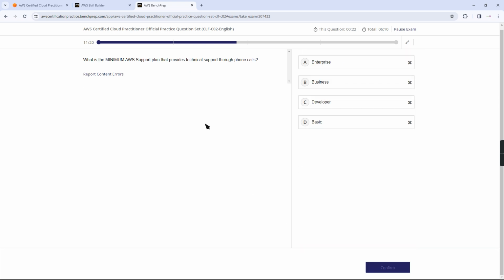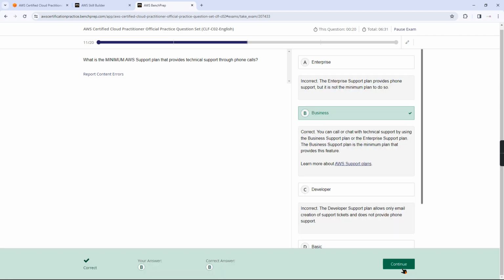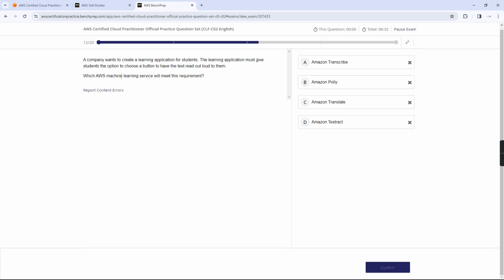Correct. Moving on. What is the minimum AWS support plan that provides technical support through phone calls? As per my understanding, it will be Business. We already covered this in our previous videos where we discussed in detail. We had pasted the complete photograph of whatever is provided in the individual support plans. I think Business can be the right choice here. Yes, Business is the minimal support plan which provides 24/7 telephone kind of support. Moving on.